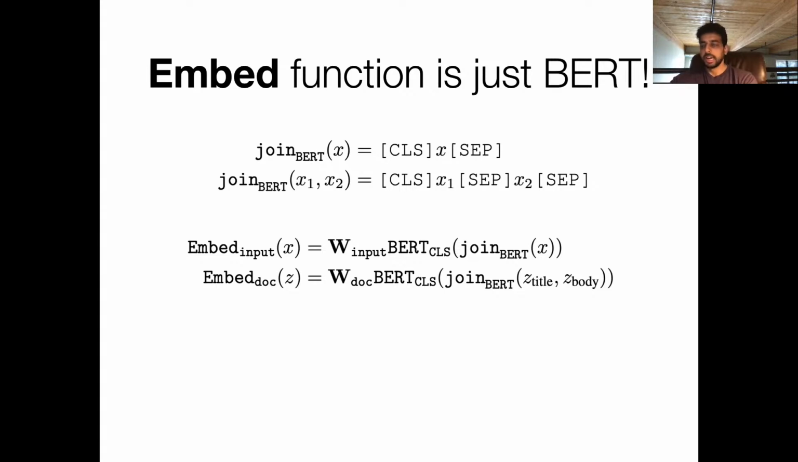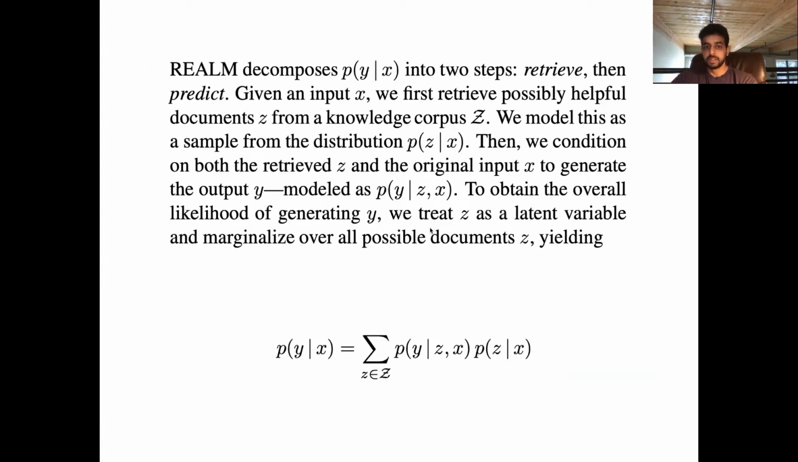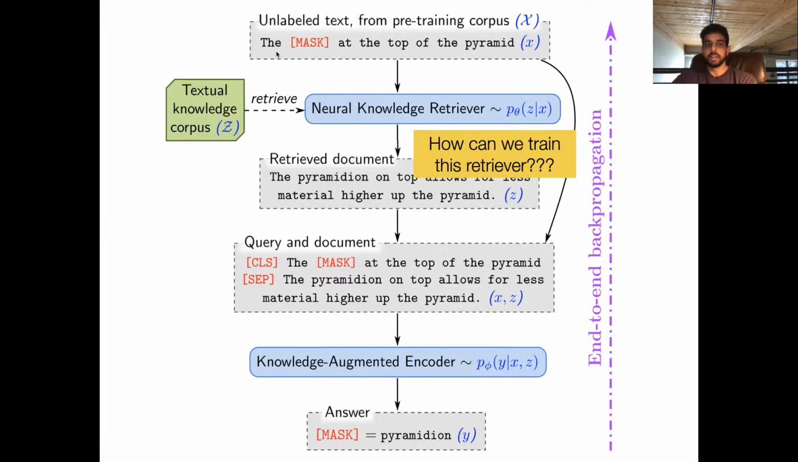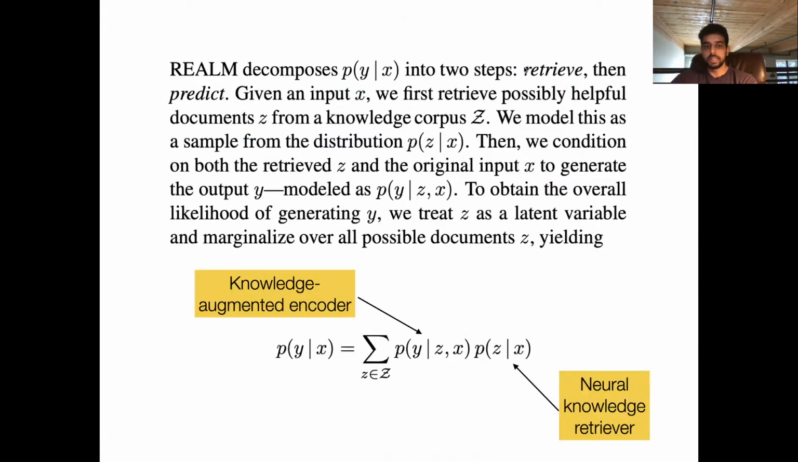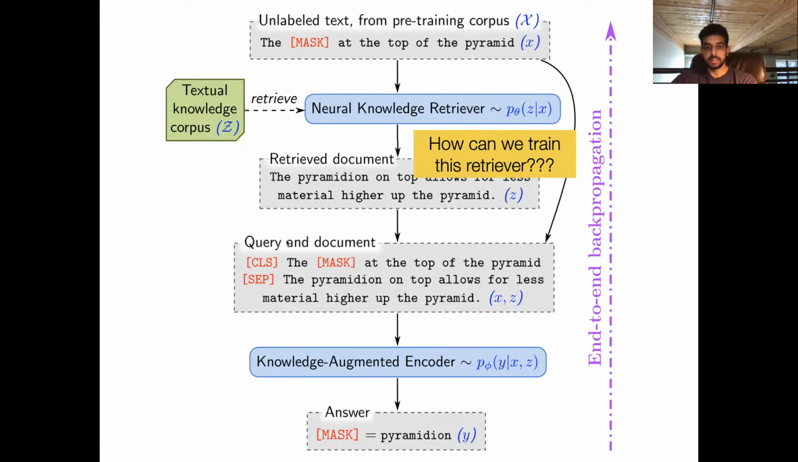So these are the two functions that they use. They additionally have some projection matrices to, I assume, make the dimensionality of these vectors smaller. But it's pretty straightforward. We know that we can use the CLS token of BERT to get a representation of the entire input, and that's essentially what they're doing. So embed input X is the BERT CLS token that you get when you put in the mask at the top of the pyramid, and this embed doc Z is the CLS token of what you get when you put in this whole document along with its title.